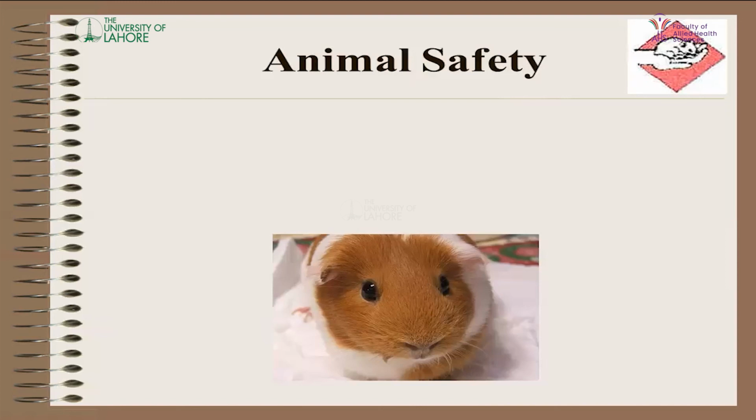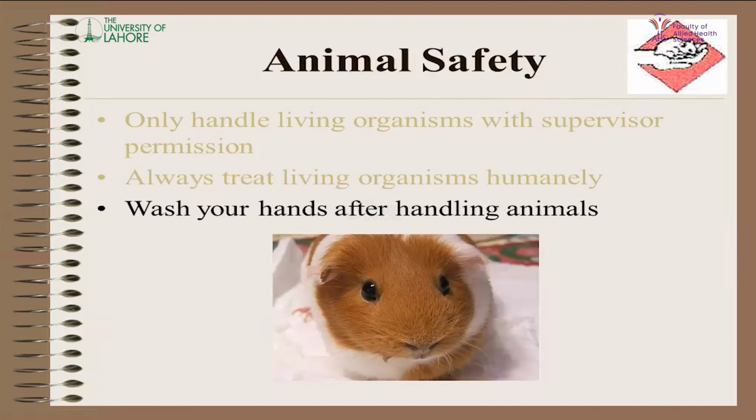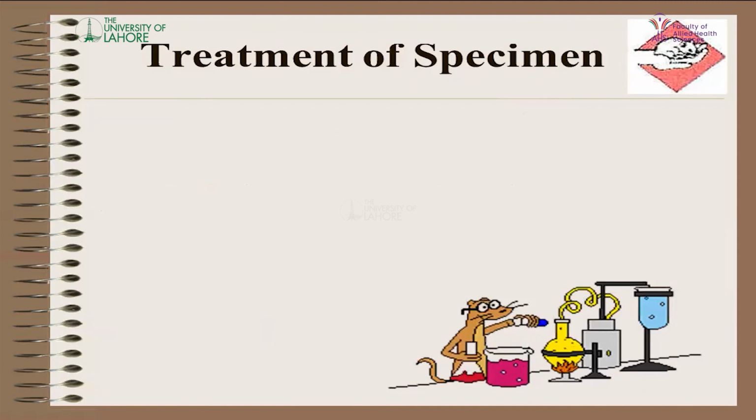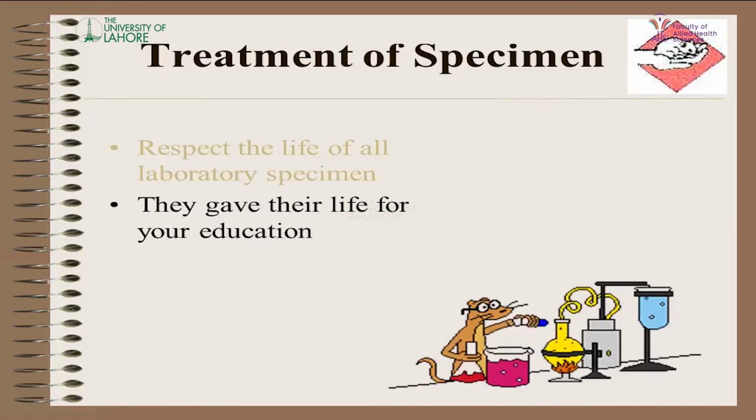Animal safety is very important for biosafety aspects. So as you know, animals are handled in research laboratories, and they have given their life for the research. So always treat living organisms humanely. Wash your hands before and after handling animals, as they are being treated with some sort of drugs or chemicals, so they can be dangerous also. Treat them humanely. Respect the life of all laboratory specimens. Even plants, you have to treat them carefully.